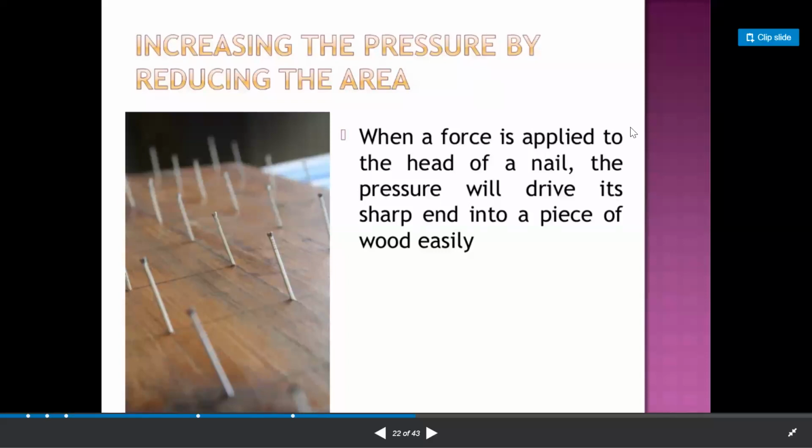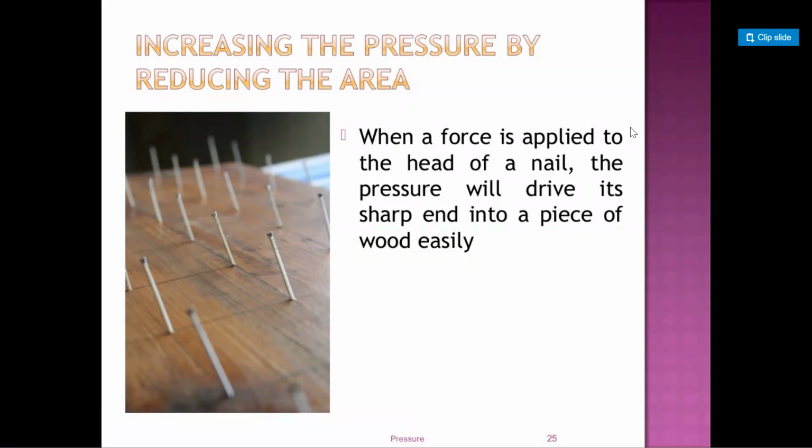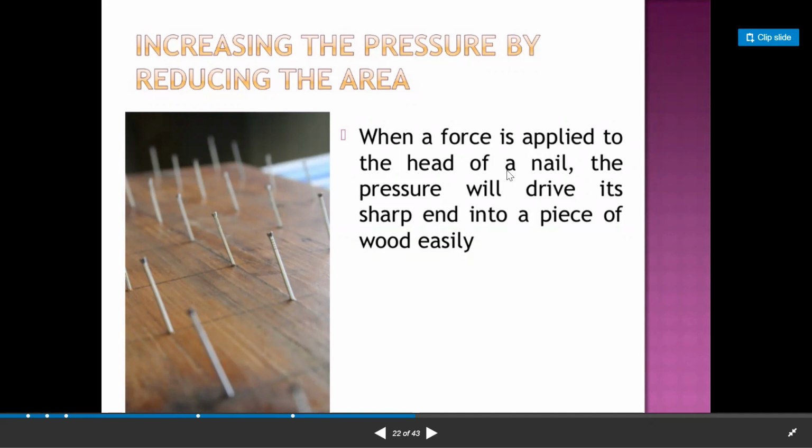it is easier to hammer a sharp nail into wood, isn't it? The sharp head has a very small area, and this small area results in a large pressure being created at the point of contact. As a result, the nail easily penetrates and drives into the wood. Whenever we have a nail with a sharp tip, it can easily be driven into the wood, right?